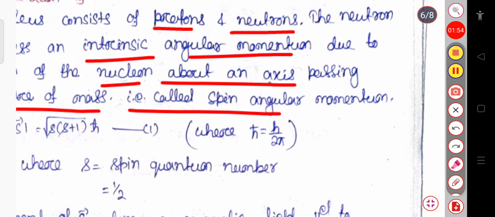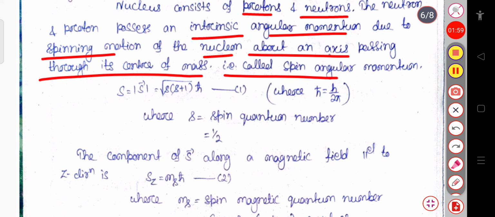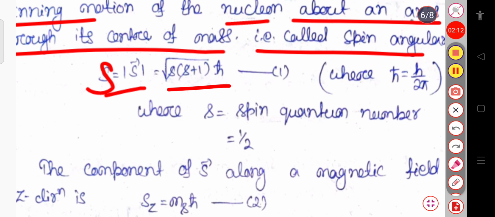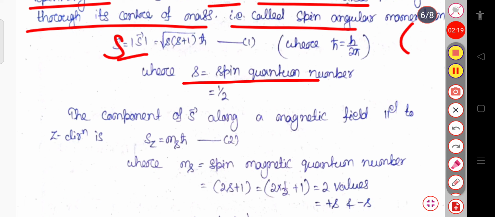Now we can say that the spin angular momentum magnitude can be expressed as the magnitude of S, this is your capital S, the spin angular momentum, equal to root over small s into s plus 1, into h cut. This small s is called the spin quantum number, and its only value is 1 by 2. It has only one value.